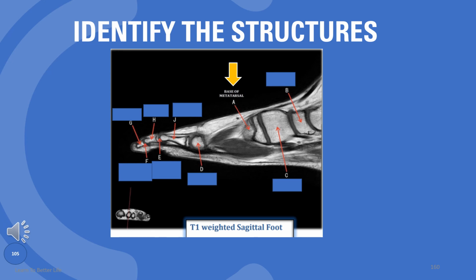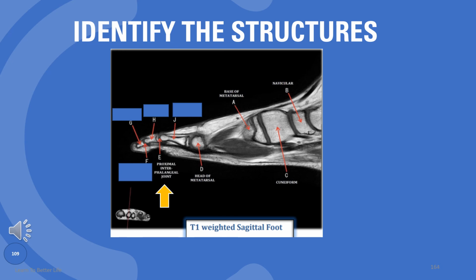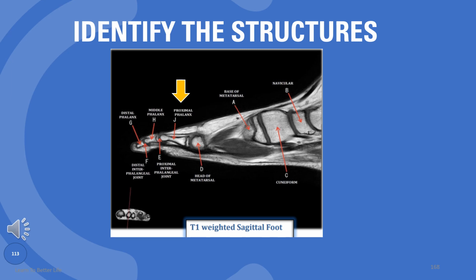A's. Base of metatarsal. B. Navicular. C. Cuneiform. D. Head of metatarsal. E. Proximal interphalangeal joint. F. Distal interphalangeal joint. G. Distal phalanx. H. Middle phalanx. J. Proximal phalanx.